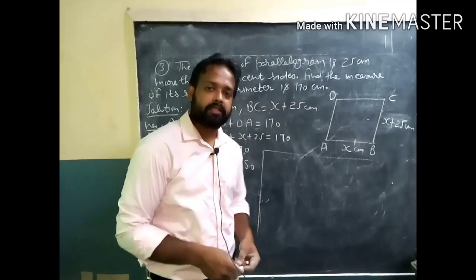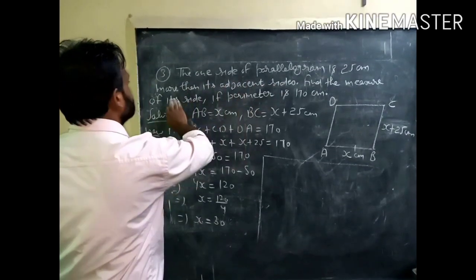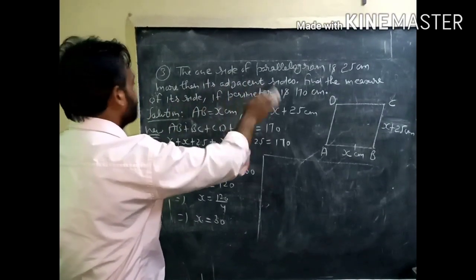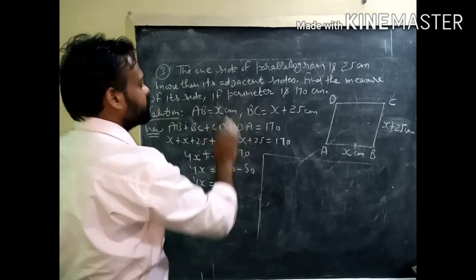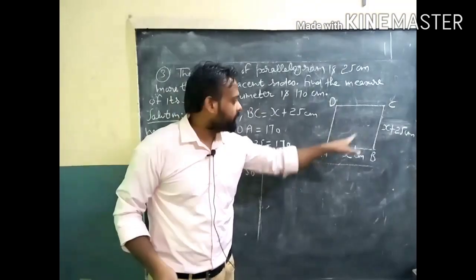Okay, now you can see its third sum. In your third sum, one side of the parallelogram is 25 centimeters more than its adjacent side. Find the measure of its sides if its perimeter is 170 centimeters. Okay, first of all this sum is not related to the angles of the parallelogram.